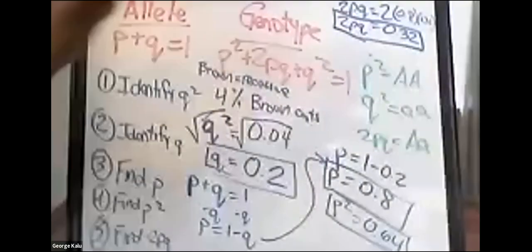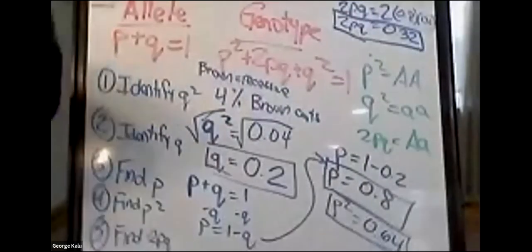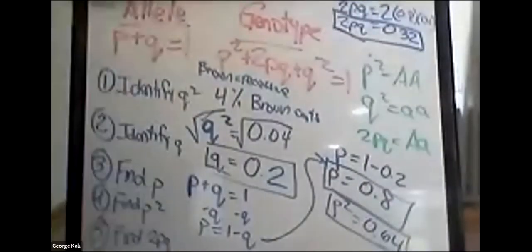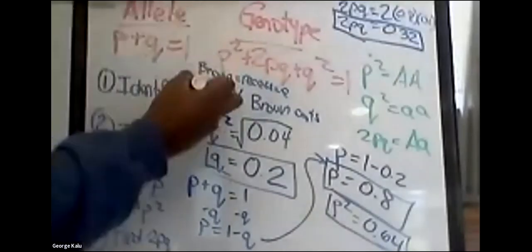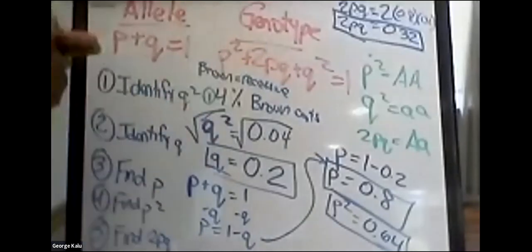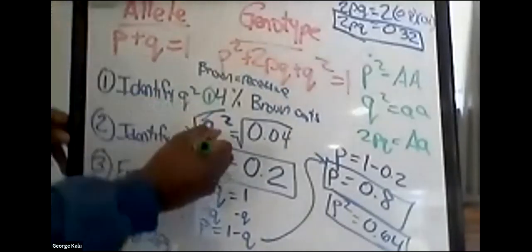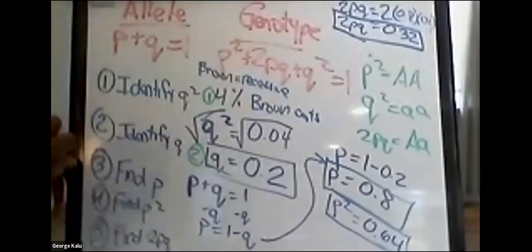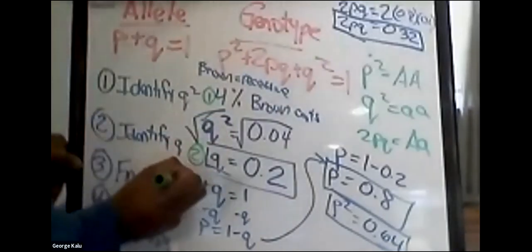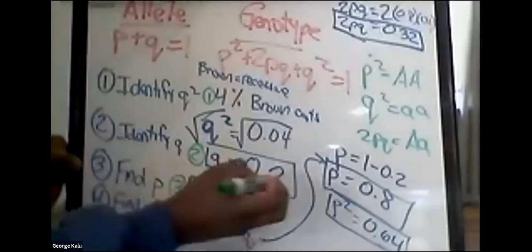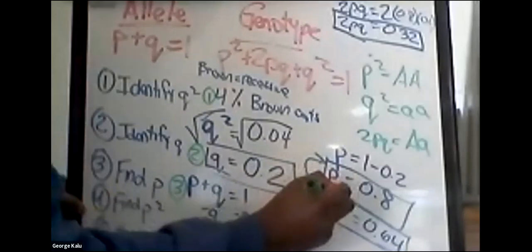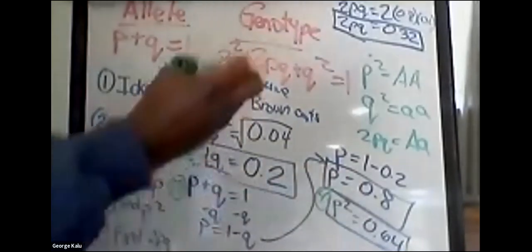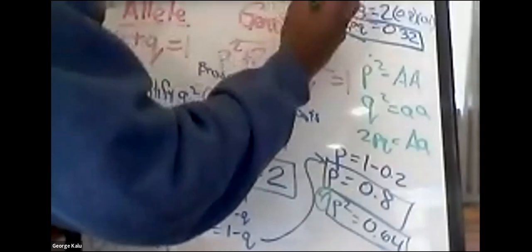Okay, so that is the order in which you need to do these problems, and I'll show us how to interpret it in a second here. First, you want to identify your Q squared, which we saw over here. Then we want to identify your Q based off of the Q squared. That's this step here. We want to find the P next, so our P was 0.8. We want to find our P squared. And the last thing we want to do is find our 2PQ.